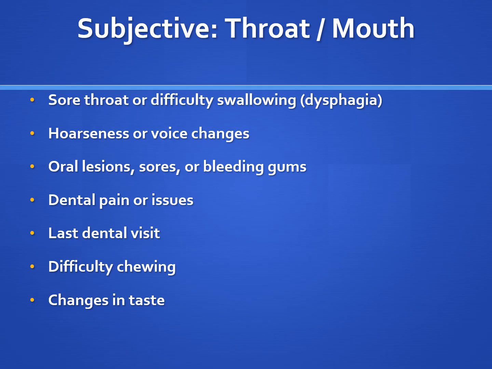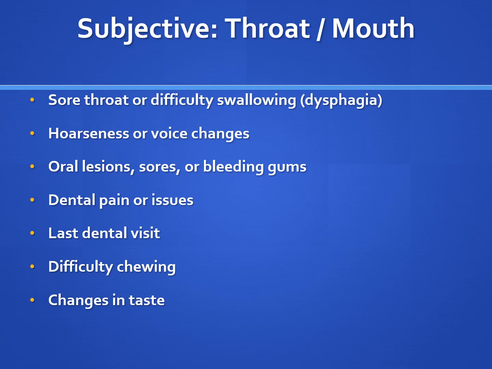Hoarseness or voice changes, we want to ask about this. It could be related to infection, overuse of the voice, smoking history, and persistent hoarseness should always be evaluated further. Oral lesions, sores, or bleeding gums, we want to ask about any sores or lesions in the mouth. We want to also ask about bleeding gums. We're thinking about infection, poor oral hygiene, and nutritional deficiencies, because this can also be an early sign of systemic disease.